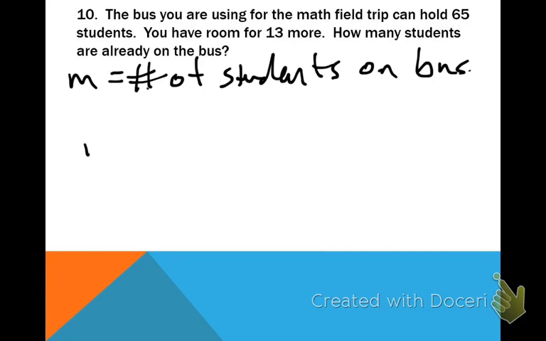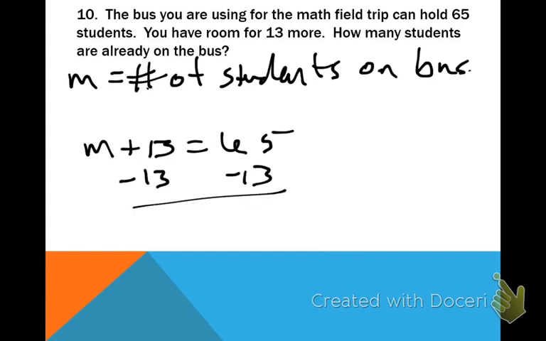However many students we have on the bus, we know there's 13 more that we can put on there, right? 13 more than means plus. Right, and we can possibly put 65 on there. Okay? How many students are already on the bus? Now we've got an equation that we know how to solve. One-step equation. Okay? So M is 52.